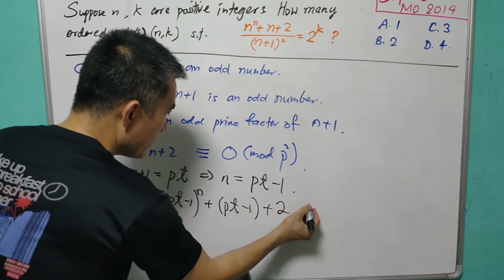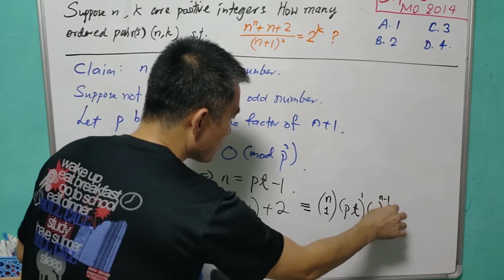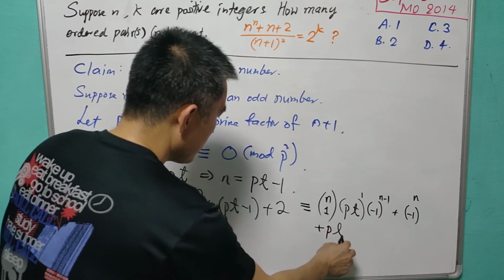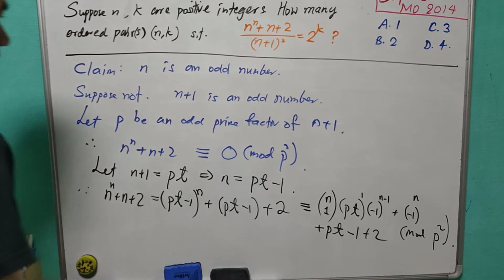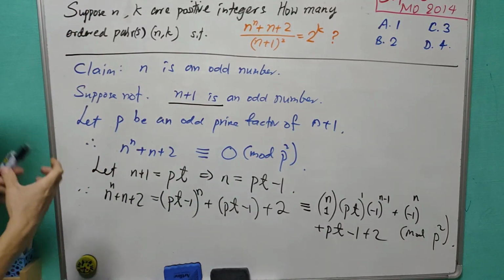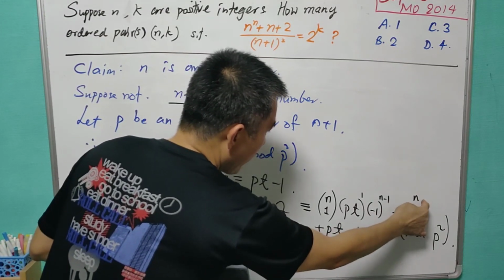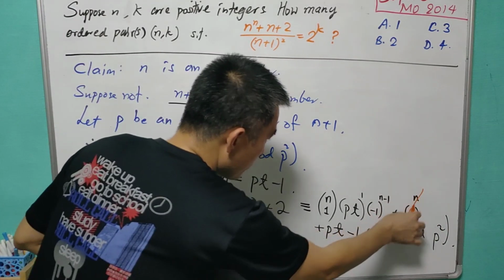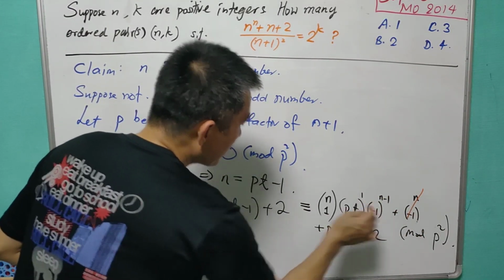So what we are left with is only n choose 1 times pt times negative 1 to the power of n minus 1, and the last term, negative 1 to the power of n. And what we have here is mod p squared. Since we are assuming that n plus 1 is an odd number, n is an even number, so negative 1 to the power of n will be a positive value. And these two will be cancelled off.